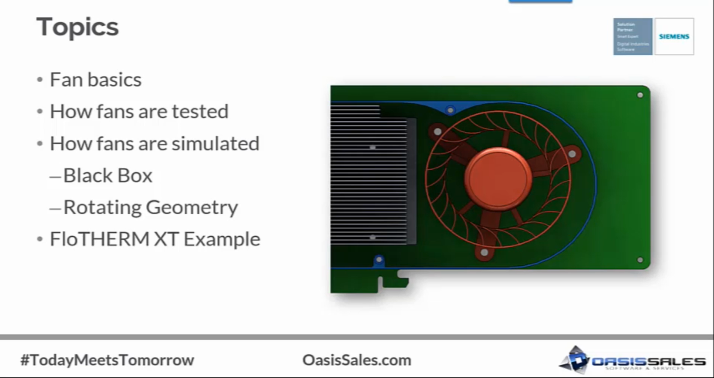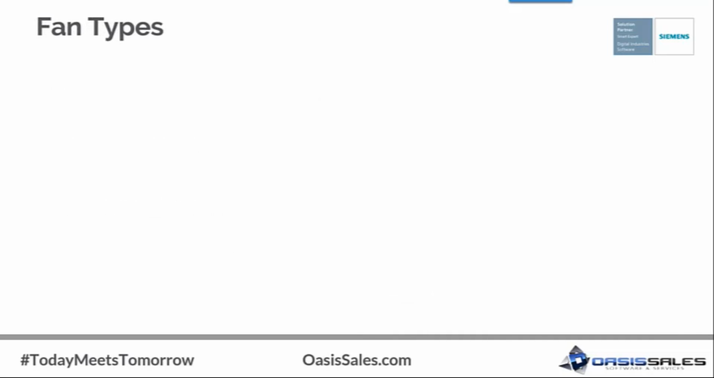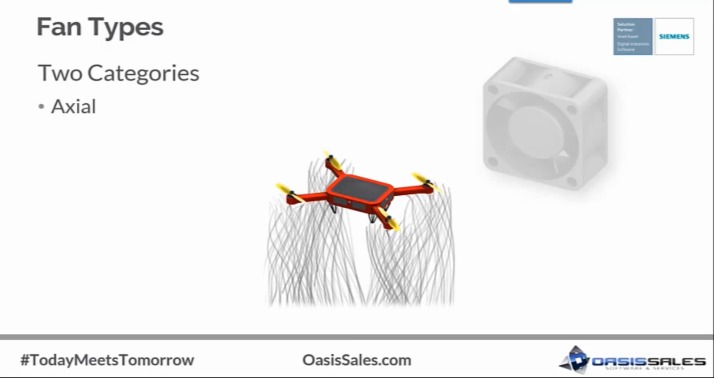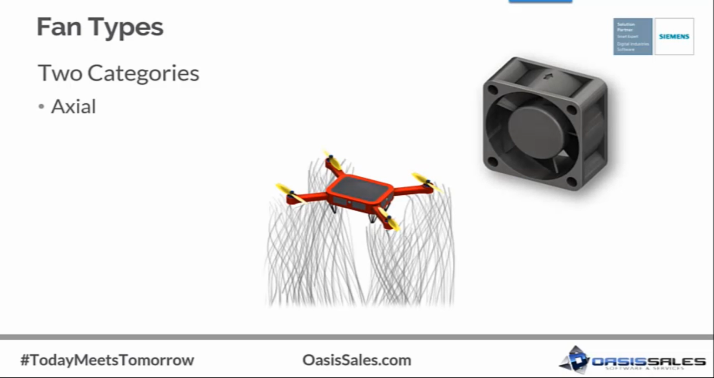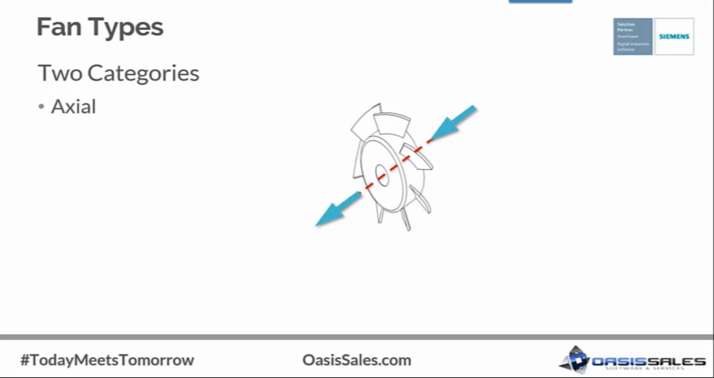Fans or air movers can be grouped into two categories. The first category is axial. I've shown two examples: one, a drone, and two, a workhorse in the electronics industry, the axial fan. These fans are termed axial because the flow enters and leaves the fan along the axis of rotation. The axis of rotation is identified with the red dashed line. The blue arrows indicate the bulk airflow direction.